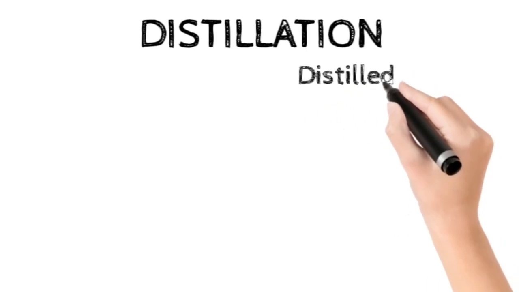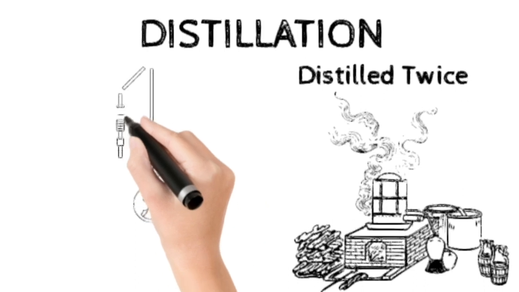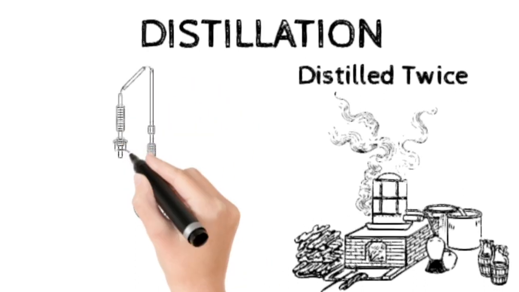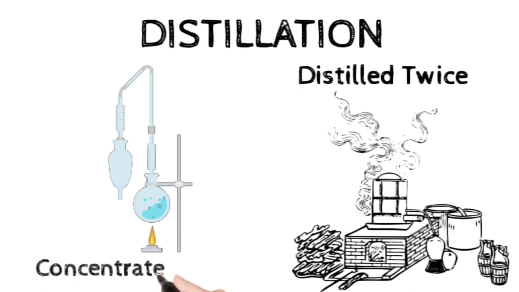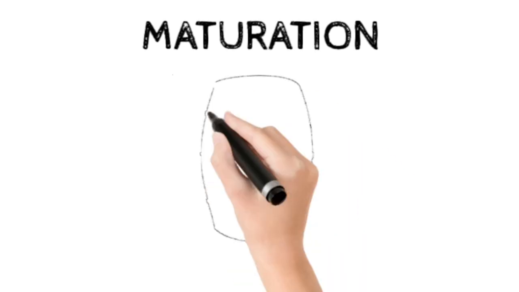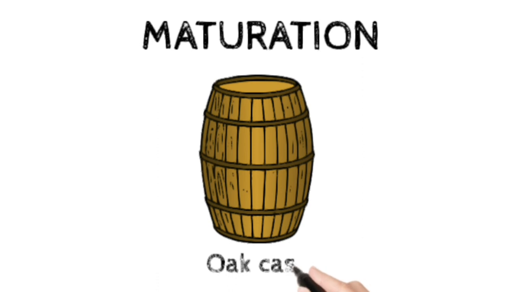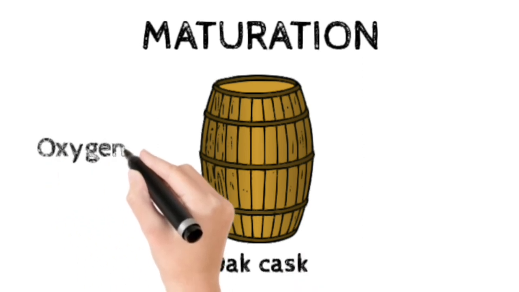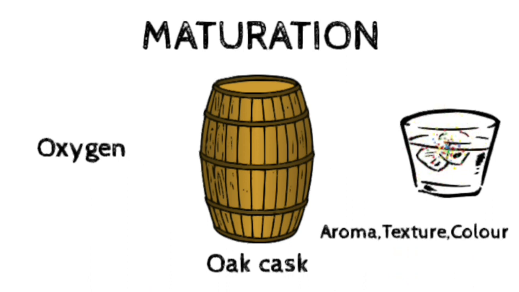Step 4. Distillation. The wash is distilled twice in a copper pot still. As you know, during distillation the fermented liquid is heated, and then the alcohol evaporates and passes through the cold condenser to provide concentrated spirit. Step 5. Maturation. The obtained spirit is aged in oak cask for a few years. During aging, the action of oxygen through the pores of the wood changes the product to a desirable taste, aroma, texture and color.